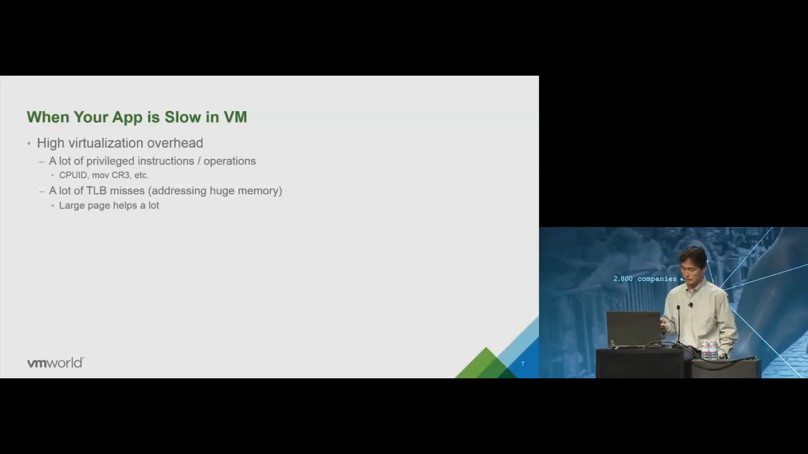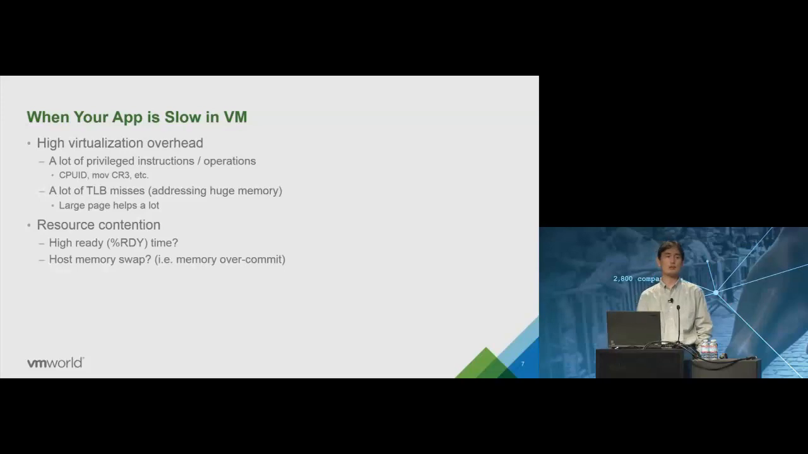I already mentioned TLB misses. Using large pages inside the VM or on the ESXi host definitely improves performance when TLB misses happen a lot, but there is still an overhead associated with it. By the way, large page is enabled by default on ESXi, and Faye will talk in more detail about it.